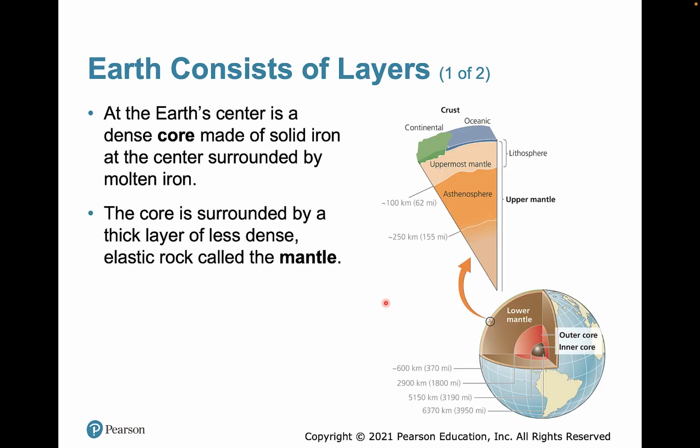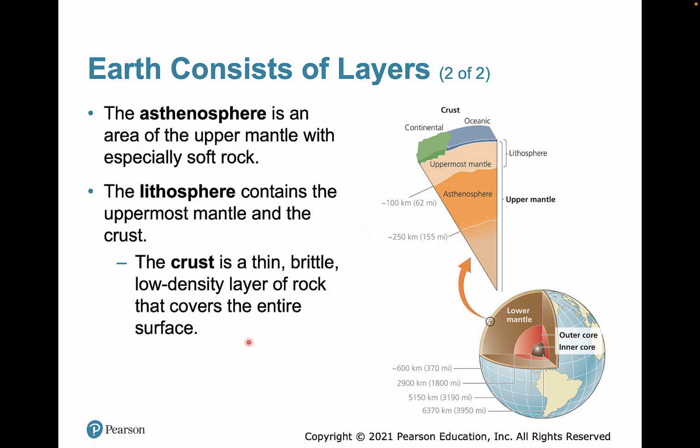So the Earth itself consists of layers. You can separate the Earth in two different ways. At the center is the core, and the core is solid iron, surrounded by molten iron. So it's the innermost layer. Density decreases as you move up from the core. The mantle is less dense than the core. And then at the top is the crust.